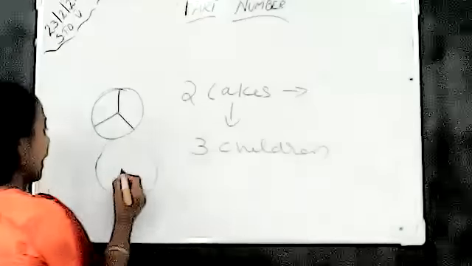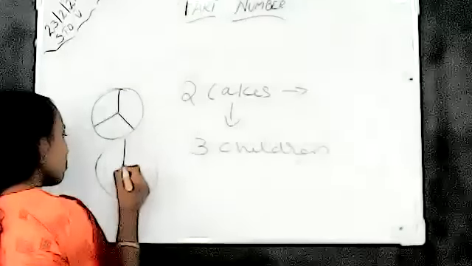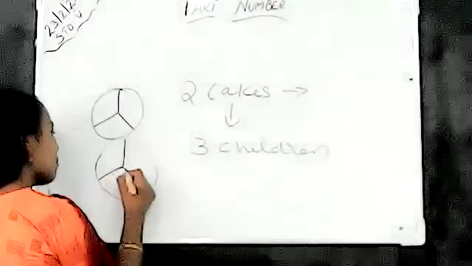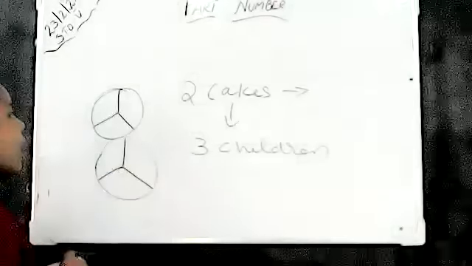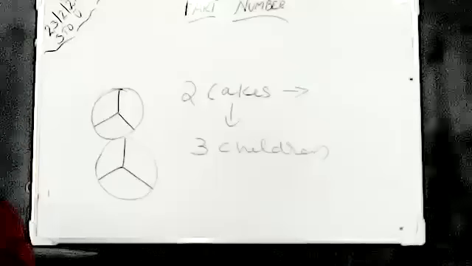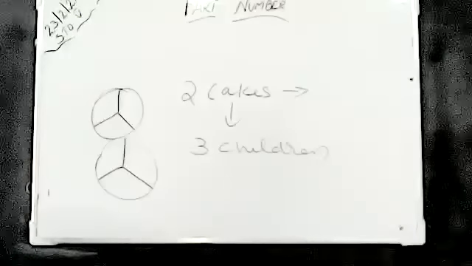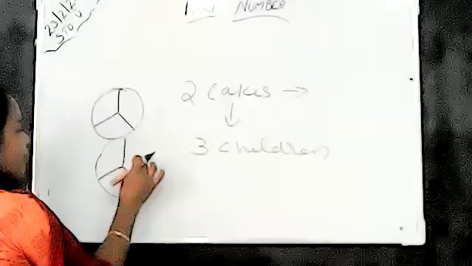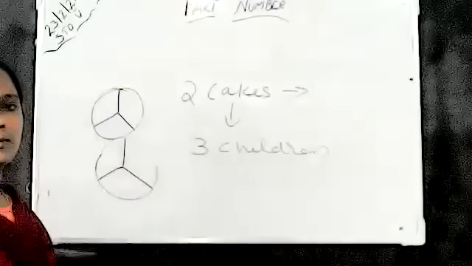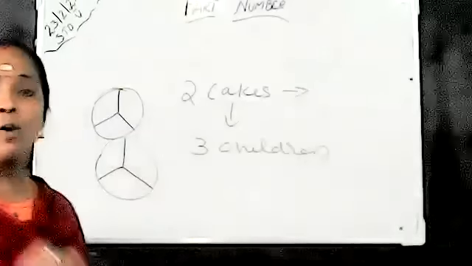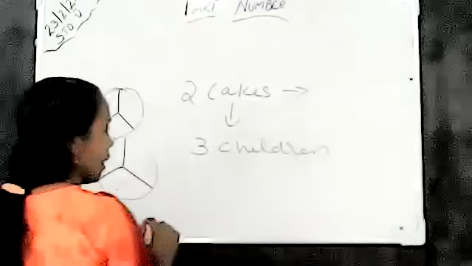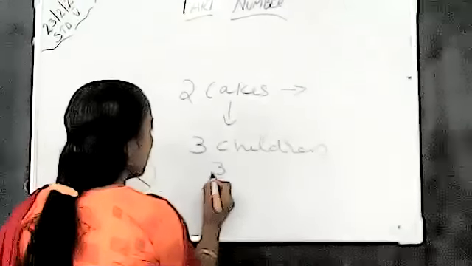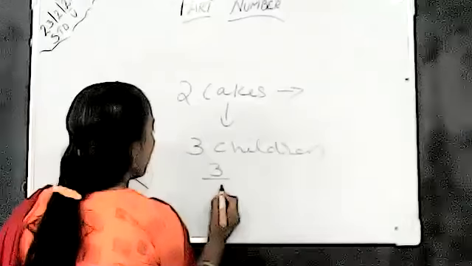Okay, next I again cut the second cake into three equal pieces. How many pieces are there? 1, 2, 3, 4, 5, 6. Six pieces of cake. How many students? Three students. So the fraction is 3 by 6.